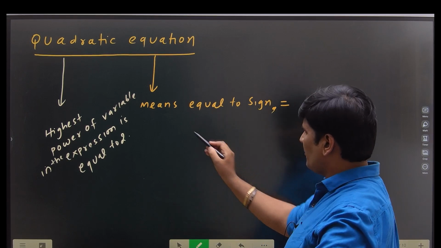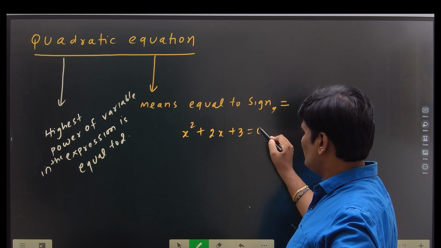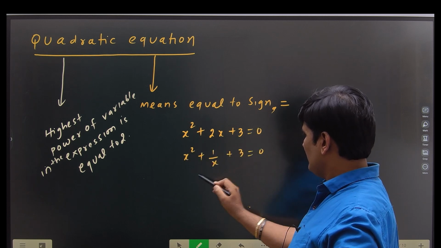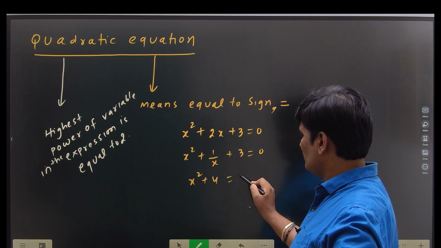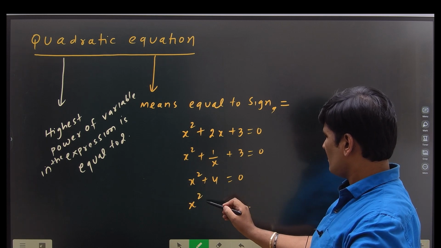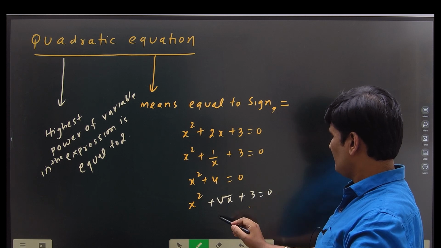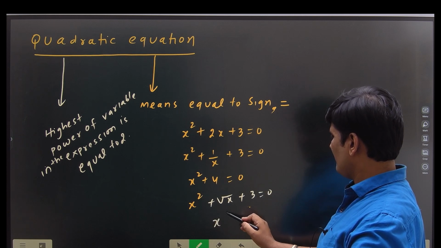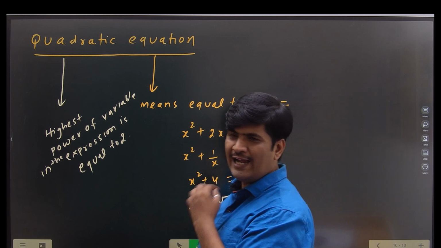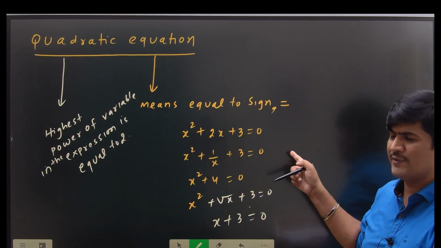Now, suppose x square plus 2x plus 3 is equal to 0. x square plus 1 by x plus 3 is equal to 0. x square plus 4 is equal to 0. x square plus root x plus 3 is equal to 0. x square x plus 3 is equal to 0. So we have to check about the quadratic equations, whether these expressions are in polynomial form or not.